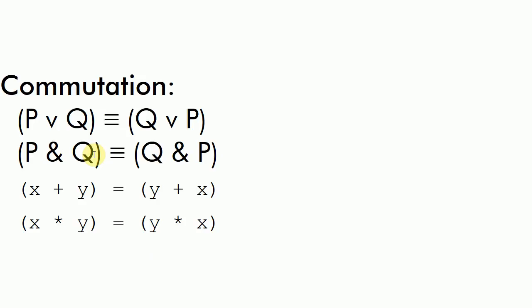Now we have commutation. This is about the placement of statements with respect to each other, their order, that is, how we order statements. It's saying that with disjunctions or with conjunctions, with or with and, we don't care about the order that they appear in. You can say P or Q is the same as Q or P. It doesn't matter. It's the same thing. It's just saying that one of them is true. And with conjunction, it's the same. It says P and Q is equivalent to Q and P. The order doesn't matter. All it's saying is that both of them are true.